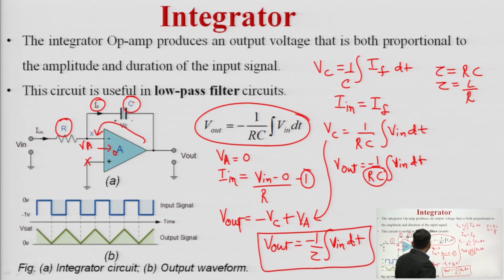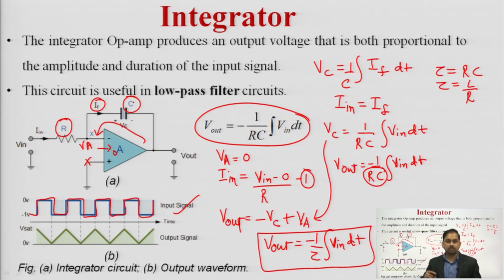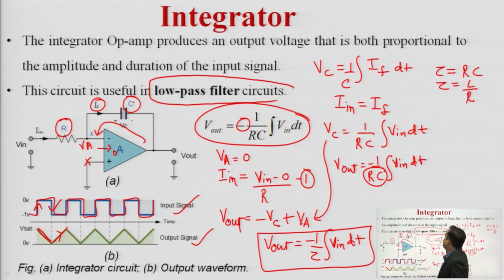Now one more thing: if we provide a rectangular pulse, a square pulse of this type, then the integration of step signals will be a ramp signal, but naturally there is a negative sign. Whenever the input goes in the upward direction, the ramp goes in the downward direction. After that, when the input goes downward, the output goes upward, like this. So these are the input and output signals. These integrators are also used in filter circuits, where the integrator acts as a low pass filter.